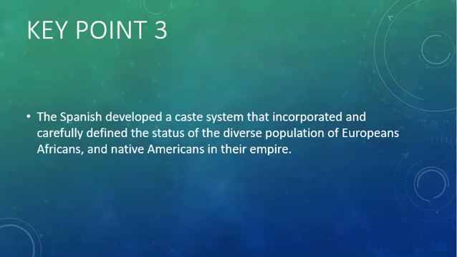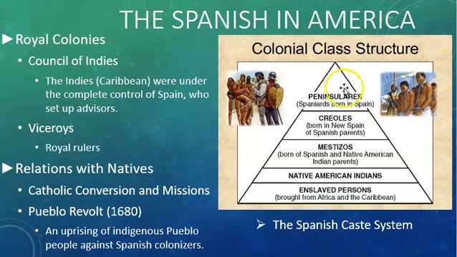Now, key point 3. The Spanish developed a caste system that incorporated and carefully defined the status of the diverse population of Europeans, Africans, and Native Americans in their empire. This is going to have big effects, but there is basically a royal caste structure. Peninsulars, Spaniards born in Spain, were at the very top. Then you had Creoles, Spaniards who were born in New Spain, in the colonies. They were below. Mestizos, which were part Spanish, part native, so basically half native, half Spaniard. Then you had natives, and then at the very bottom you had enslaved people from Africa and the Caribbean.